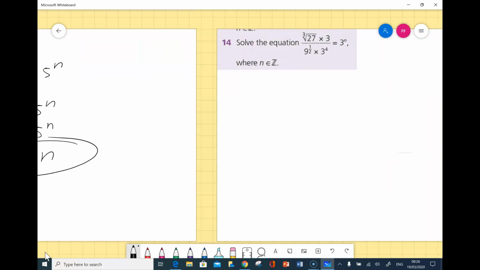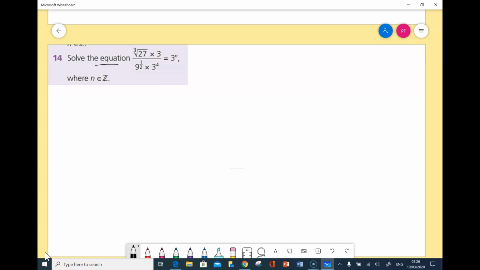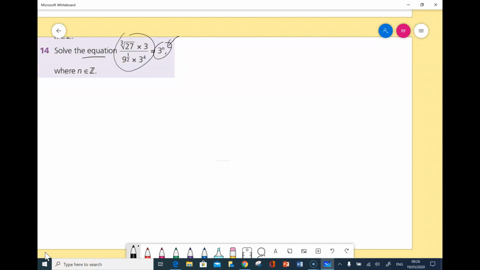And the last question for today, guys, solve this equation. So all of this stuff equals 3 to the power of n. What we're looking for is the n, and it's in the indices, so we have to make all our base numbers the same. So 27, I'm going to write that as 3 cubed. So I've got the cube root of 3 cubed, multiplied by 3 over 9, I'm going to change that to 3 squared to the power of a half, multiplied by 3 to the power of 4 equals 3 to the power of n.